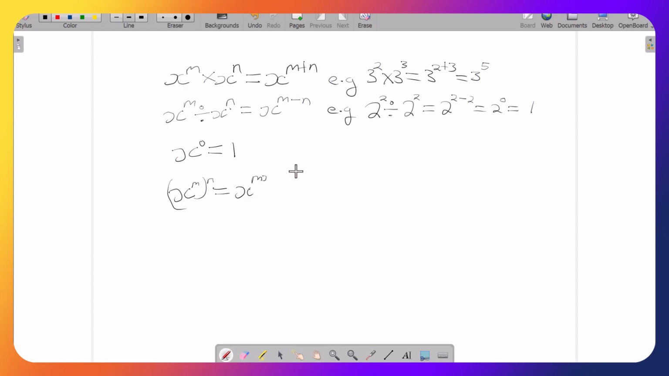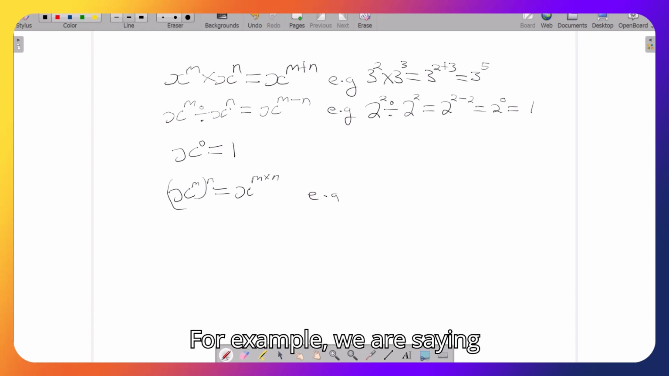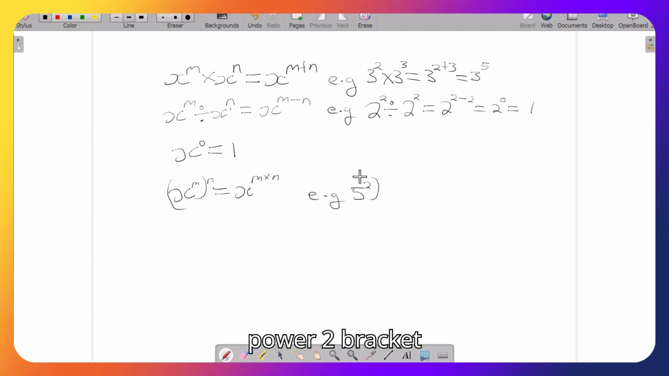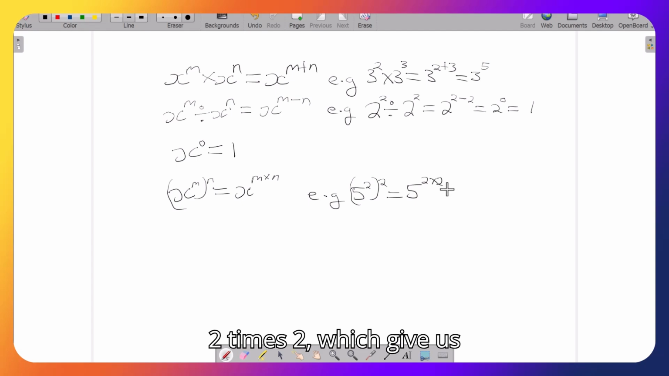Multiply. So it means here we say m times n. For example, let's say 5 power 2, bracket, power 2. It means that we multiply the exponent, 2 times 2, which gives us 5 power 4. So this is the law of multiple of exponent.